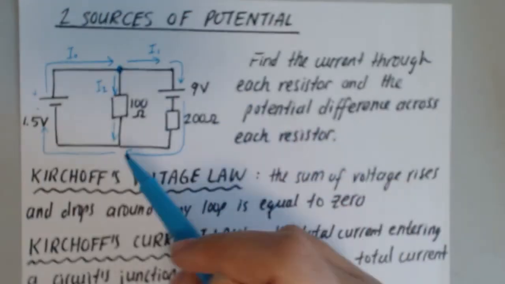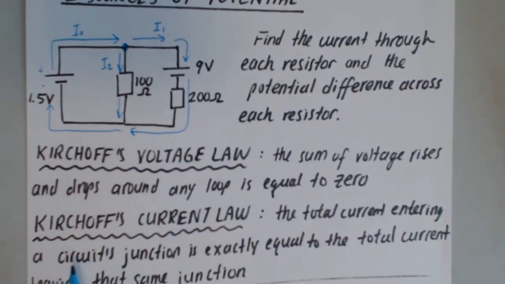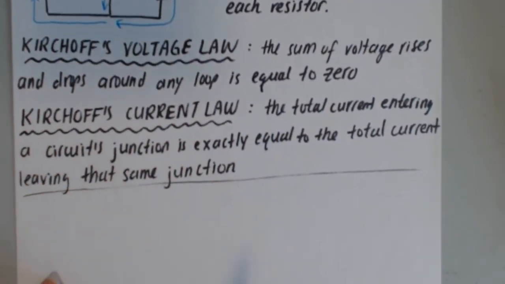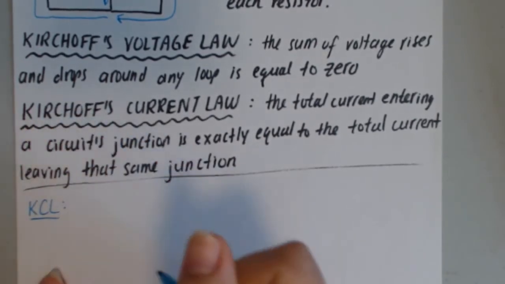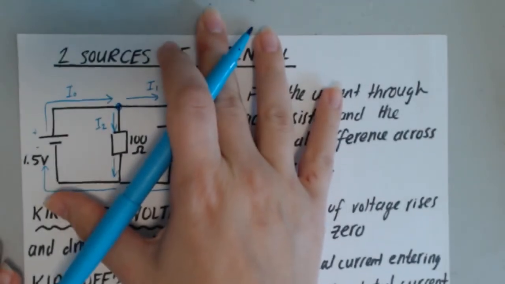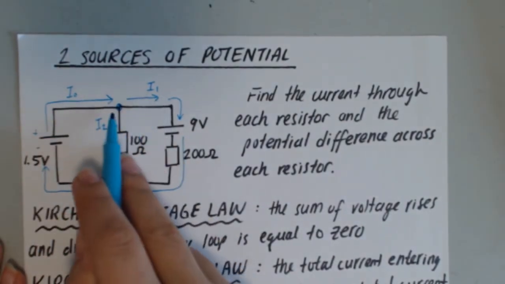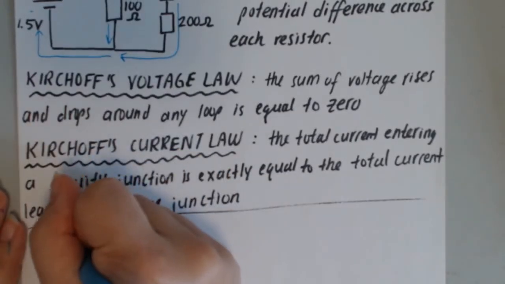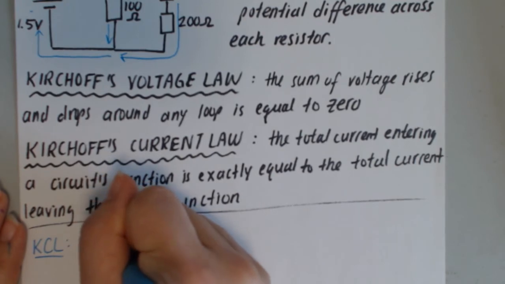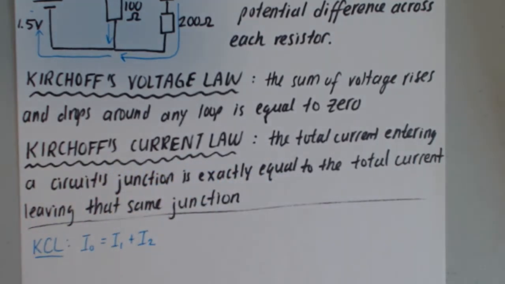Based on everything I've done here in blue, I'm going to create an expression using Kirchhoff's current law, which I'm going to abbreviate as KCL. Looking at the picture, Kirchhoff's current law tells me that I0 is equal to I1 plus I2. I hope that's pretty self-explanatory. So, first step complete.